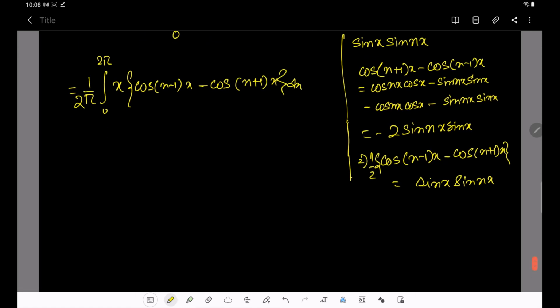Again we have to find the integration, we have to calculate the integration. For this, let's separate the integration like this.